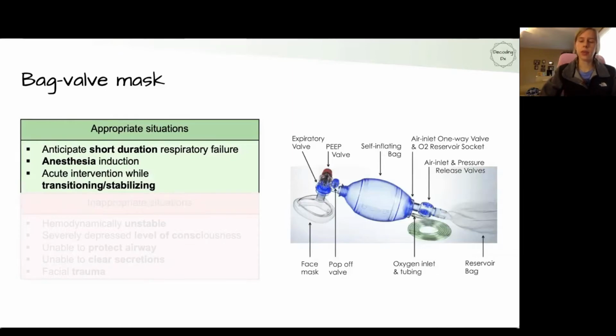So let's start going through some different types of delivery devices. The bag valve mask is what you probably are used to from BLS or ACLS different simulations where you would use them in a code.